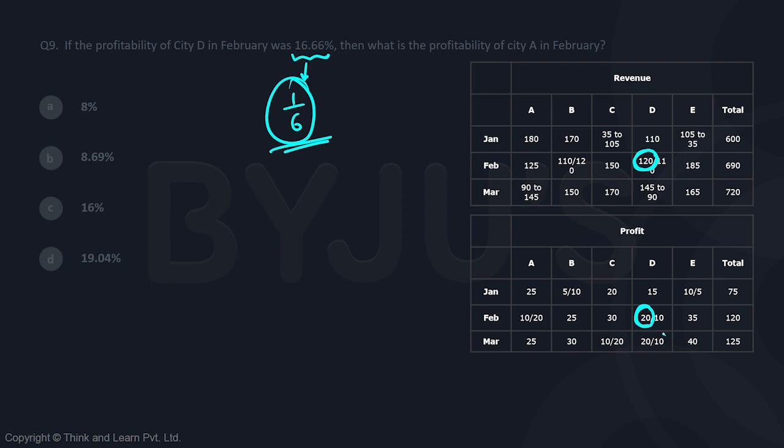Then automatically profit of March would become 10 over here. Similarly, I'm sorry, it's not about March, it's about this. This would be 10. Similarly, here it would become 110 because the other one was 120. What is the profitability of city A in February? So in February, city A has a revenue of 125 and a profit of 10. So 10 as a percentage of 125. This is exactly 8%. So my answer is option A.